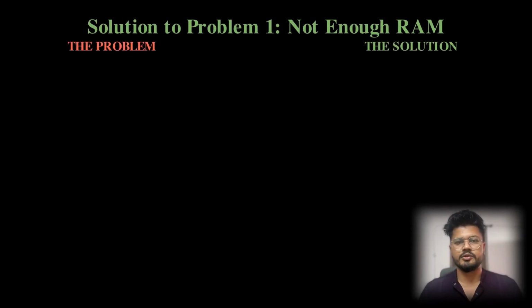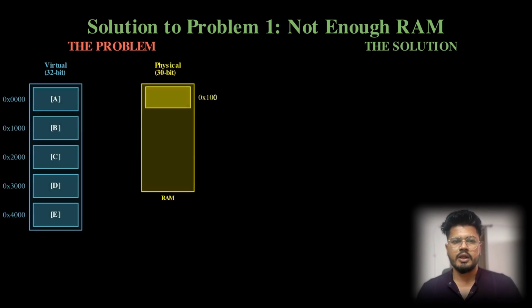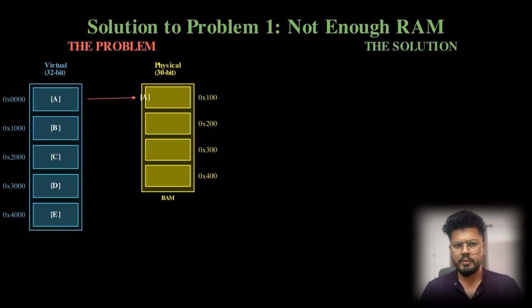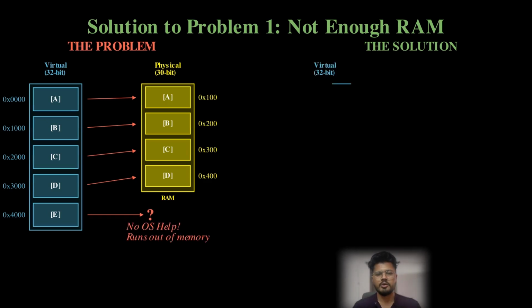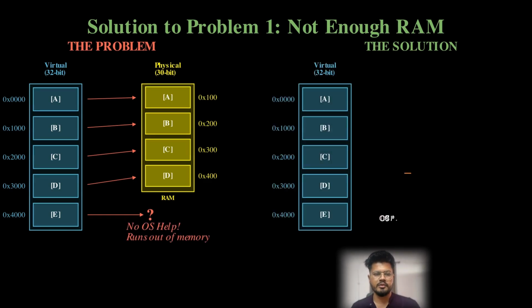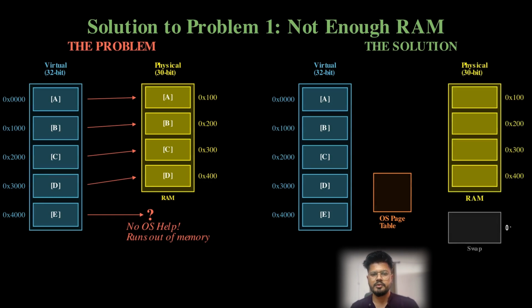Okay, so our first problem was not having enough memory. How do we solve that? First, let's look at the problem. Without virtual memory, we map the addresses directly into the physical memory. You can see in this animation that we are mapping one to one for the first 4 addresses, but the fifth one does not have enough memory to get mapped, so it will obviously crash.